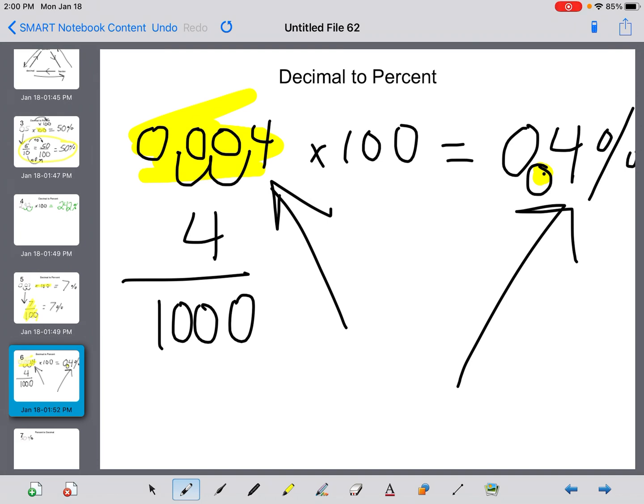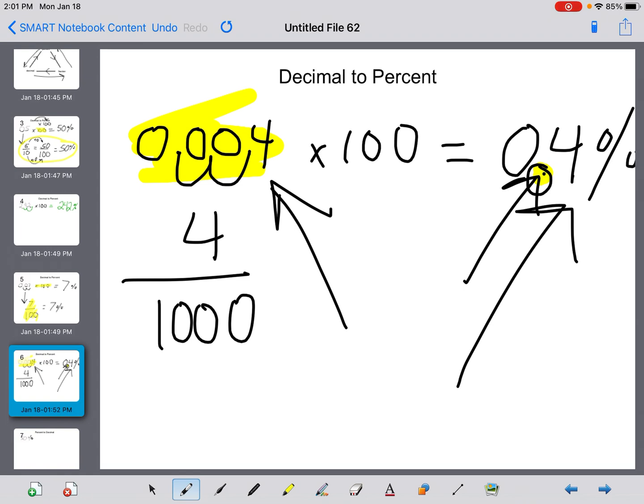So again, I might say, 1 out of every 100 people hate pizza. But then maybe I'd say, 0 and 0.4% of people hate brownies. It's less than 1 out of every 100 people. So when you have a decimal in your percent, that's okay.